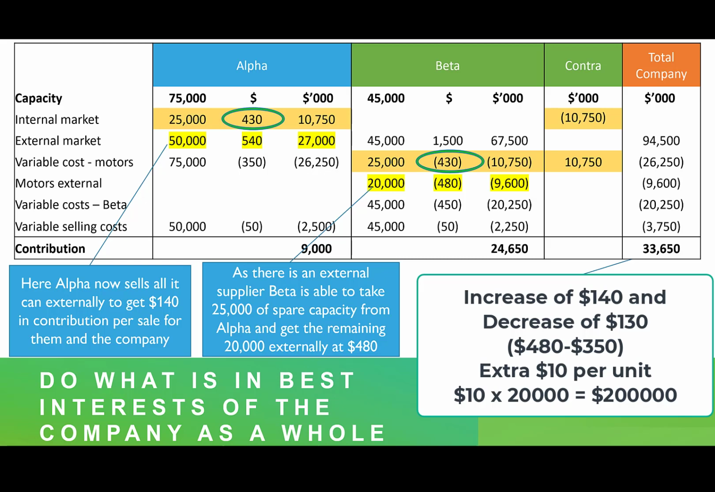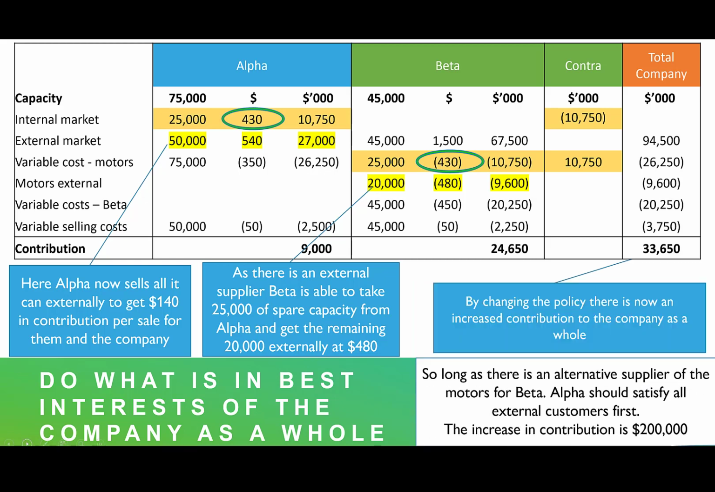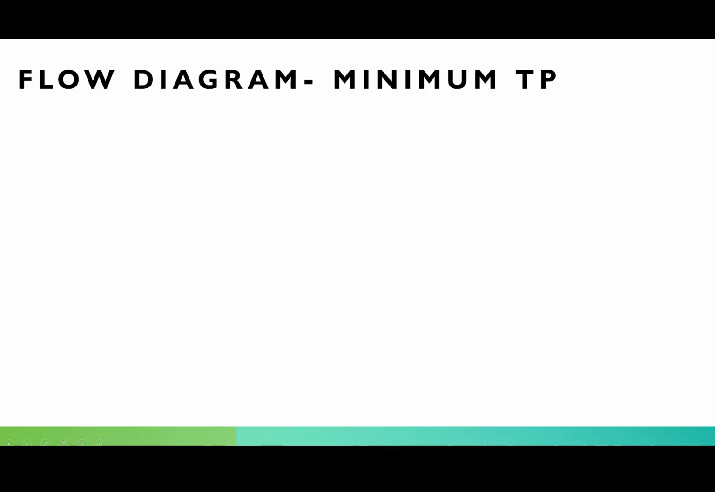As the increased contribution of 140 is offset by the increased variable cost of 130, there's an extra contribution to the company of 10 a unit. And that is 10 times 20,000, which will be 200,000. So long as there's an alternative supply of motors for Beta, then Alpha should satisfy all external customers first, because this will give an increased contribution of 200,000. So that's what's in the best interests of the company as a whole.